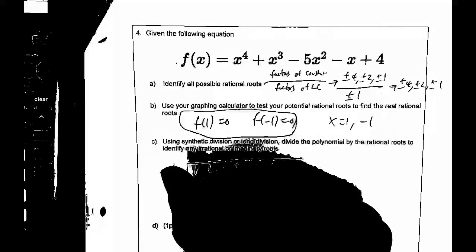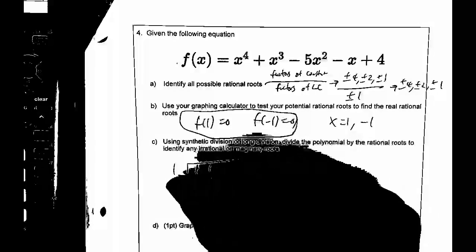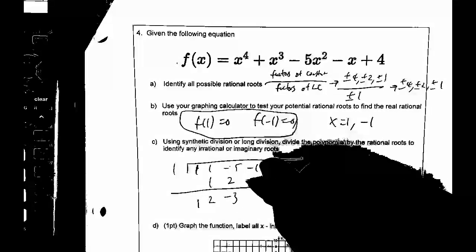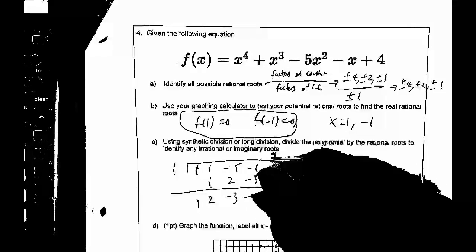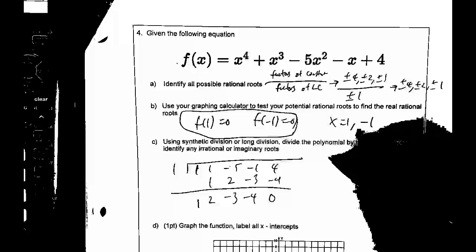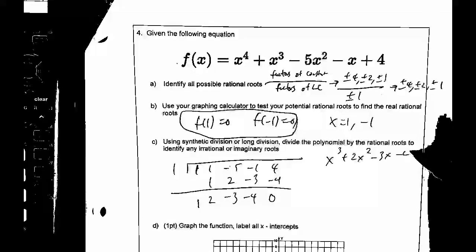and divide that by 1. The 1 drops down, 1 times 1 is 1, add it, 2, 2 times 1 is 2, negative 5 plus 2 is negative 3, negative 3 times 1 is negative 3, add them, negative 4, and 0. So the new polynomial is x to the 3rd plus 2x squared minus 3x minus 4.